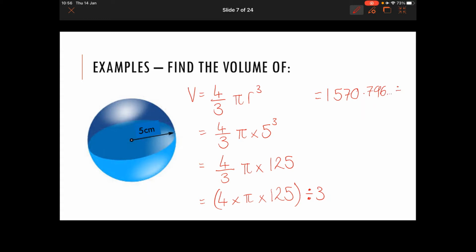1570.796. Divide that by 3. So once we divide that answer by 3, I get 523.60 centimetres cubed.